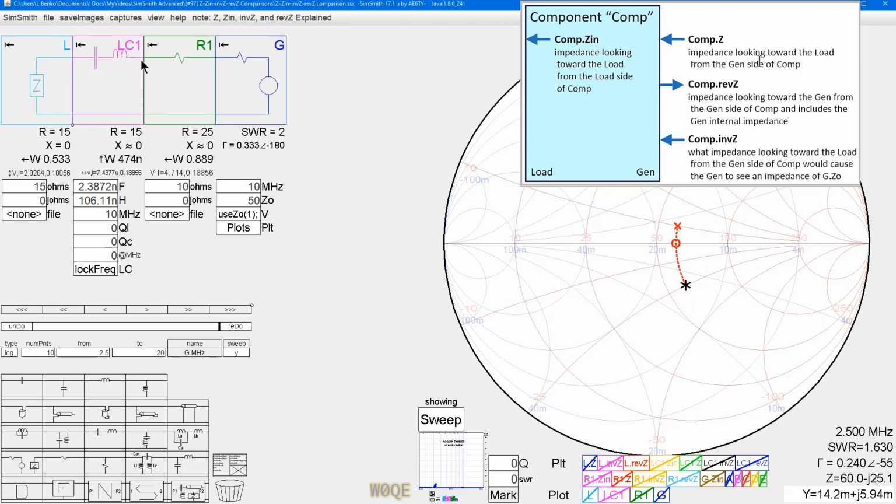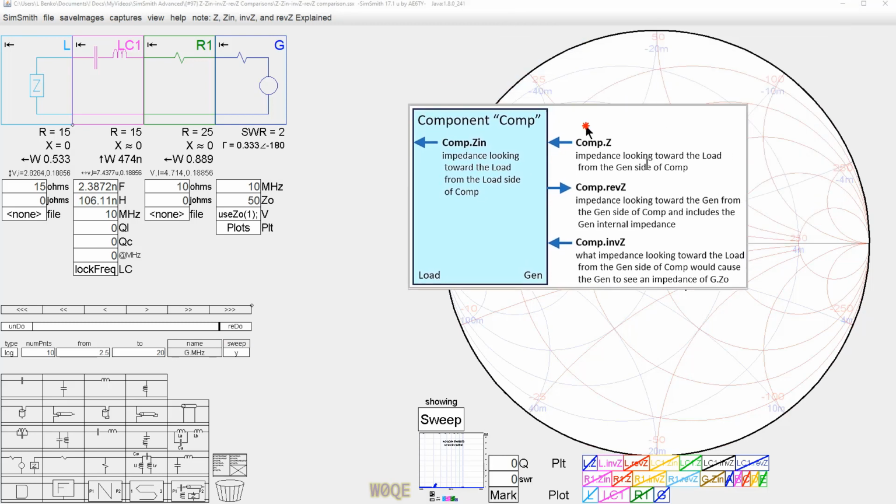And likewise, we could look at LC1.revZ. I'm going to find it here. And we see it's just a dot. It's a dot at 60 ohms only, and that's exactly what you'd expect, 50 plus 10 ohms. Let's look at the final one, invZ. Let's start with L.invZ.